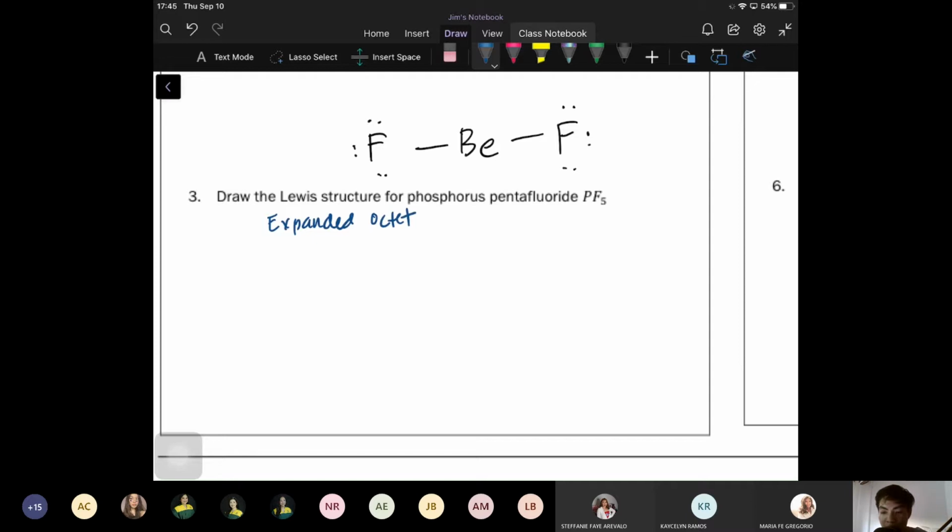So again, paano yung ginagawa yung expanded octet? You count the valence electrons. Phosphorus, 5 yan. Plus si fluorine, 7 times, ilan meron? 5. So that's 40 valence electrons. Ano gagawin ko? I will draw the skeleton.